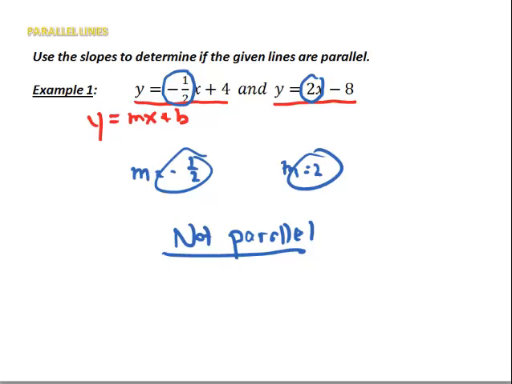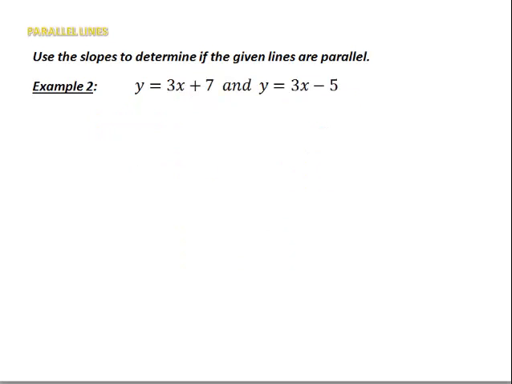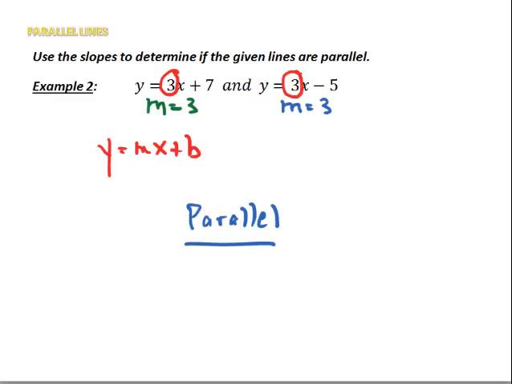Take the opportunity and try to figure this one out. Go ahead and pause the video, and when you've done the work, come back and check and see how you did. Okay, if you notice, the slope in the first line is 3. The slope in the second line is 3, because they're both written in y equals mx plus b form. So since they have the same slope, they are parallel. Hope you found that pretty easy.